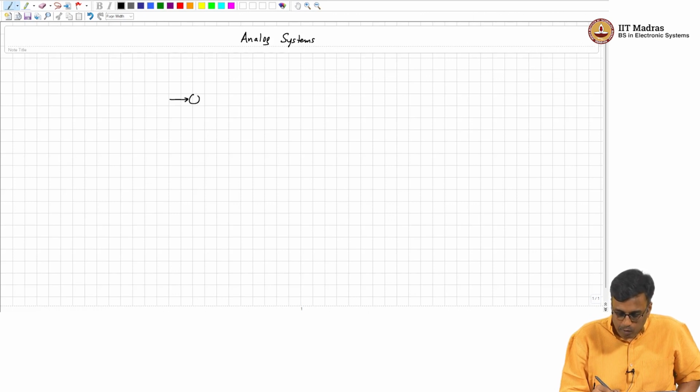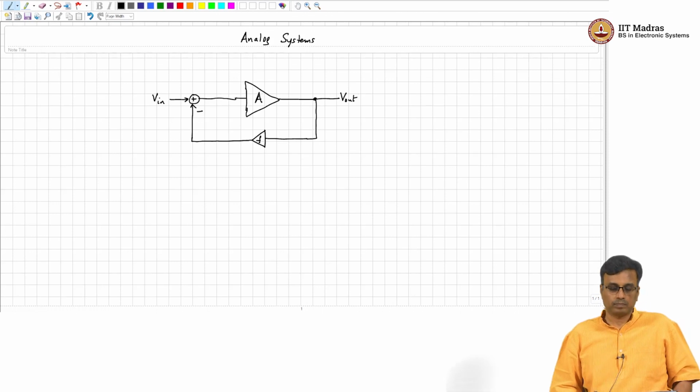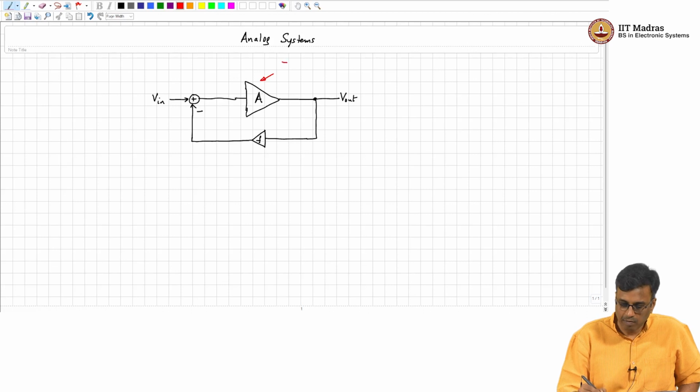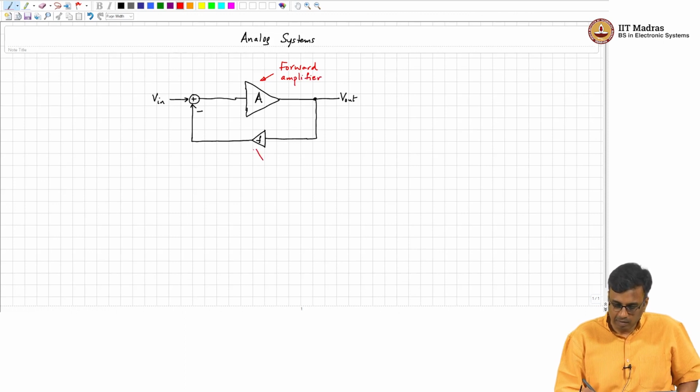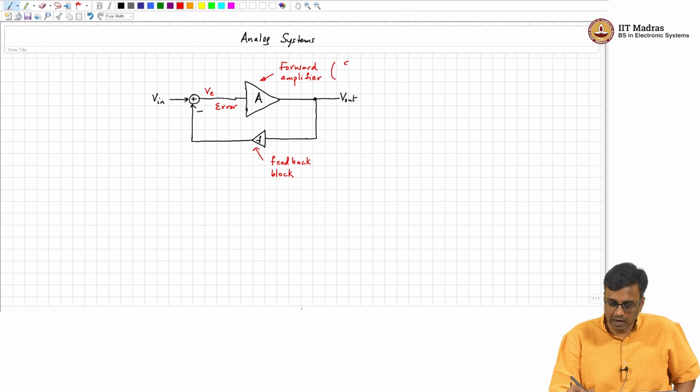We were looking at the negative feedback loop whose basic block diagram was something like this. This is called the forward amplifier. And this is the feedback block. This is VE, the error, and this A is also sometimes called the error amplifier for obvious reasons.